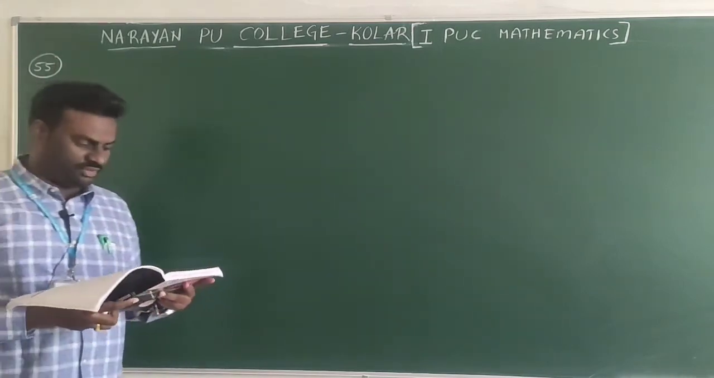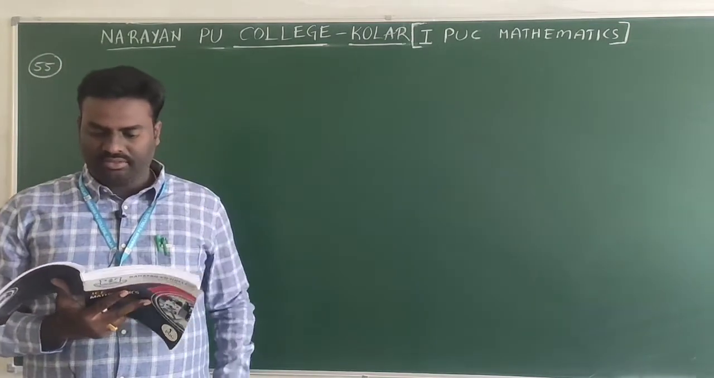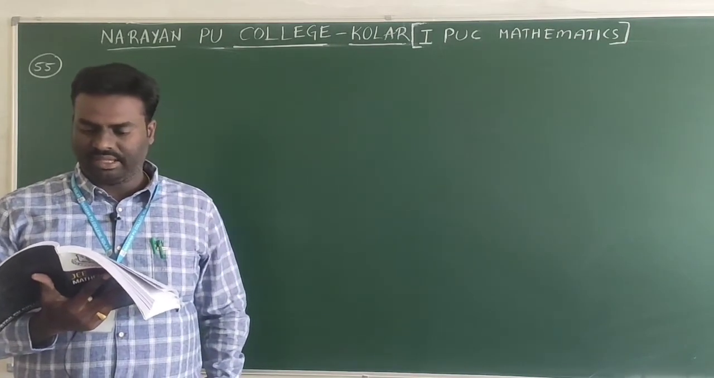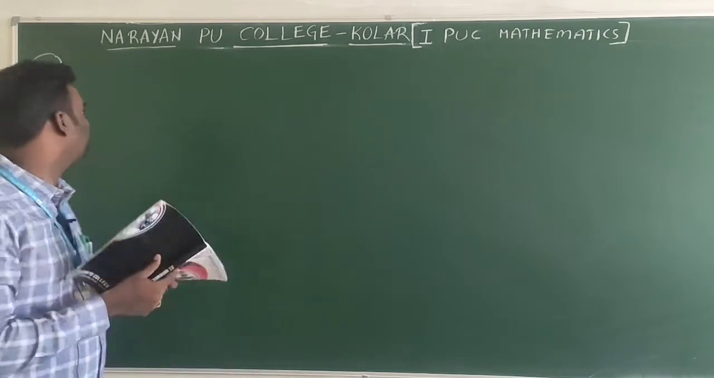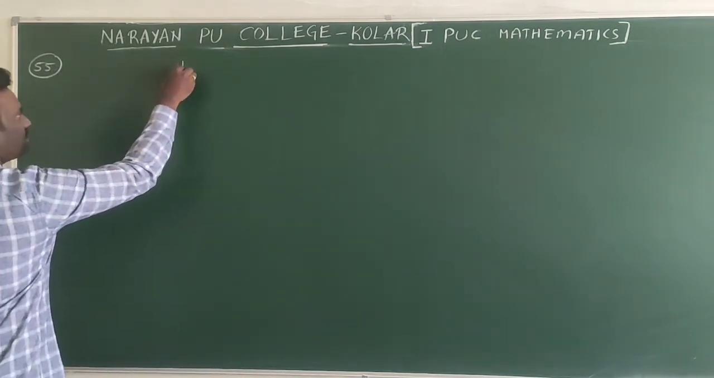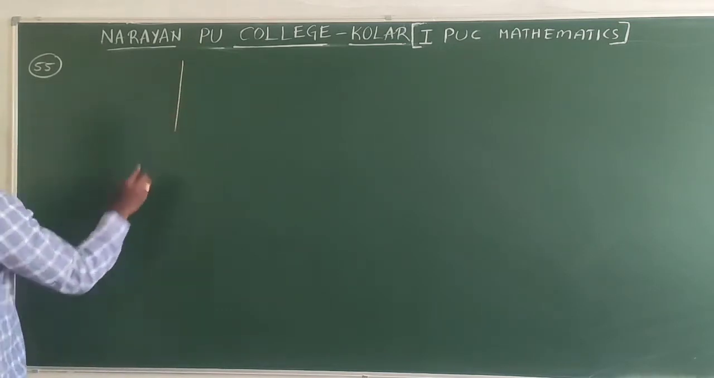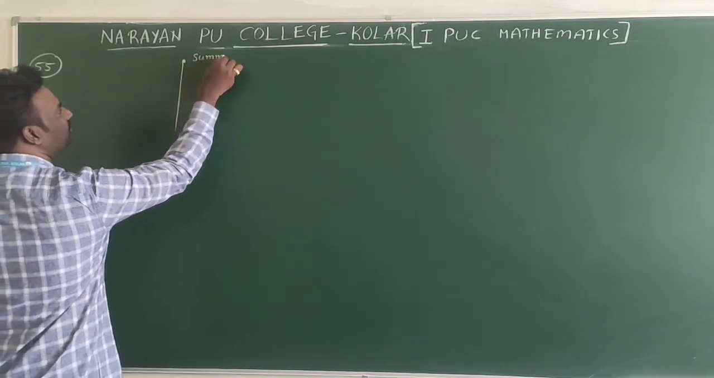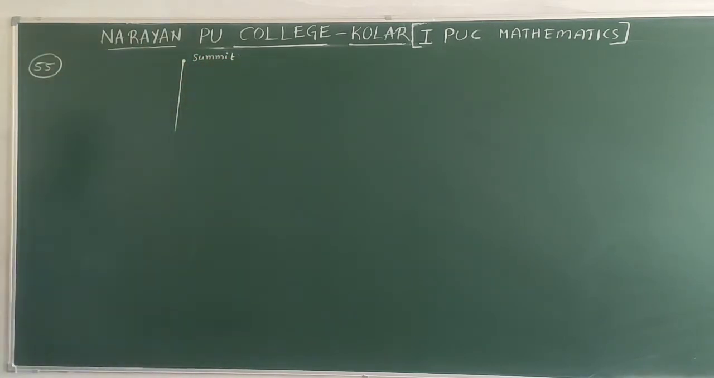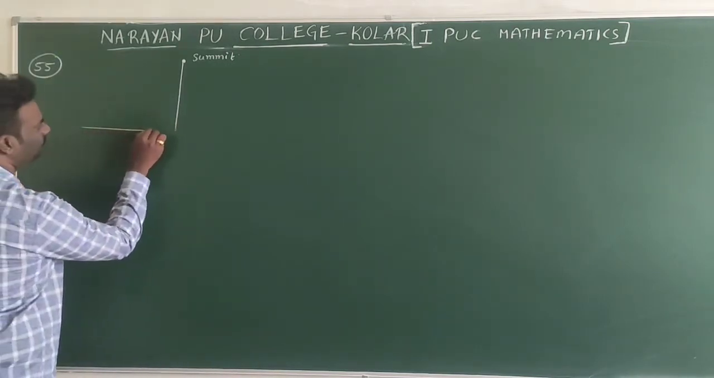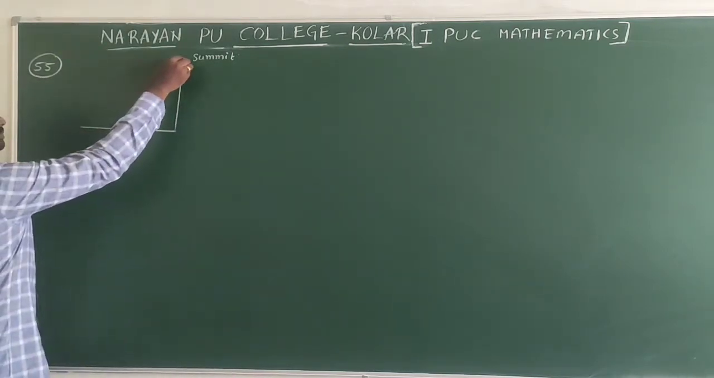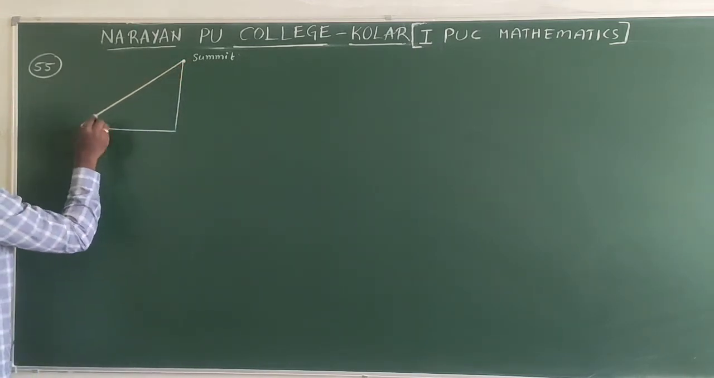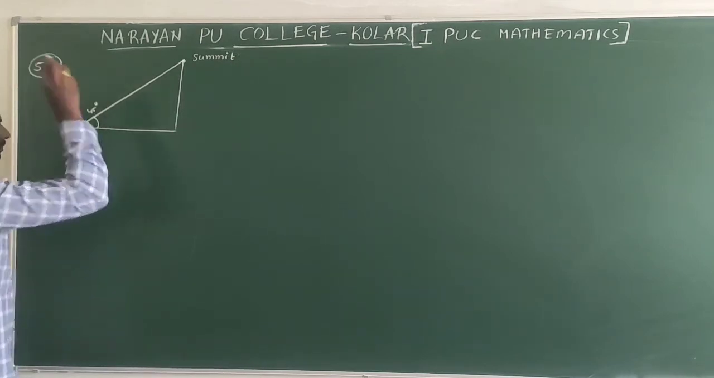I will start from question number 55. At the foot of the mountain, the elevation of its summit is 45 degrees. This is the mountain. For this mountain, this point is called the summit. It is the ground. The angle of elevation is 45 degrees.